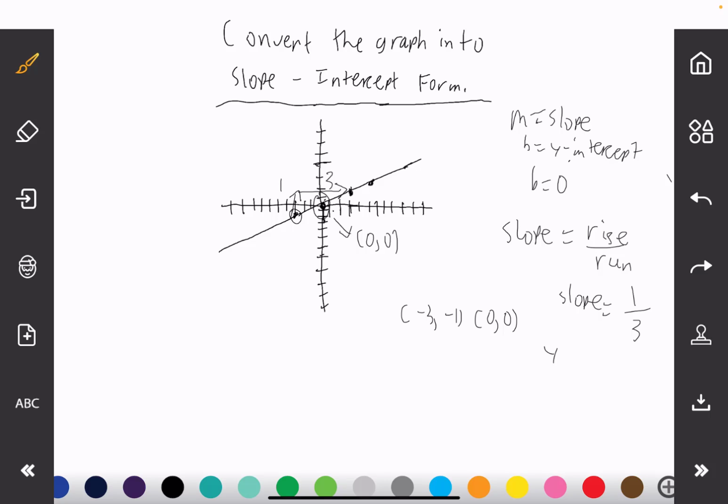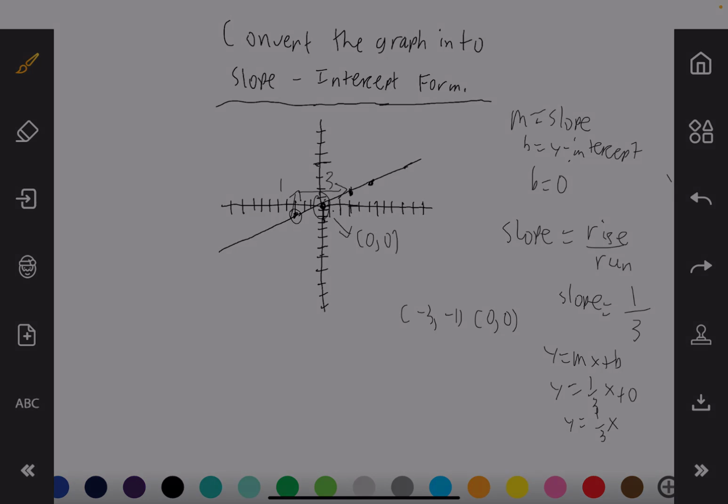So now we plug these values into the y equals mx plus b equation, and we get y equals 1/3 x plus 0, or y equals 1/3 x.